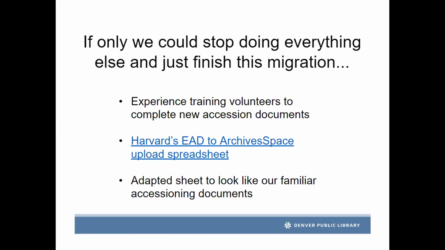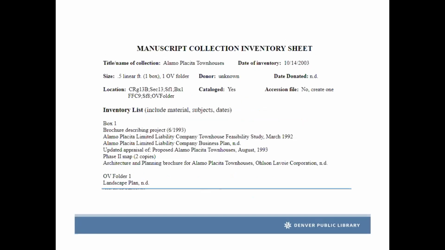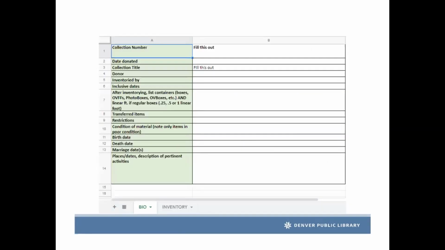So we used Harvard's EAD to ArchivesSpace spreadsheet, but we customized it to look a little bit more like the inventory files that our volunteers and our staff were used to. So this is an example of a legacy inventory that we created in Microsoft Word over the course of the last several decades, and it shows you all the metadata points that the form asks us to input. So we basically created a kind of cover sheet for the Harvard spreadsheet that mimicked those fields I just showed you in the old Microsoft Word inventories.